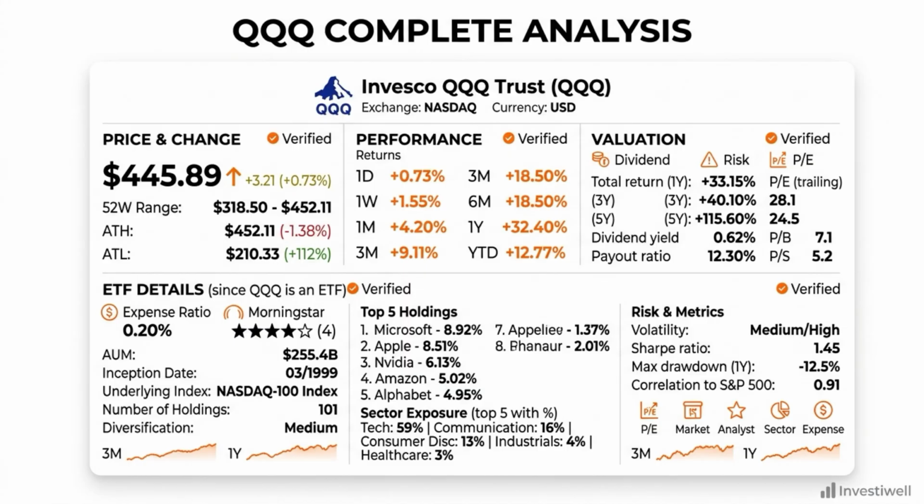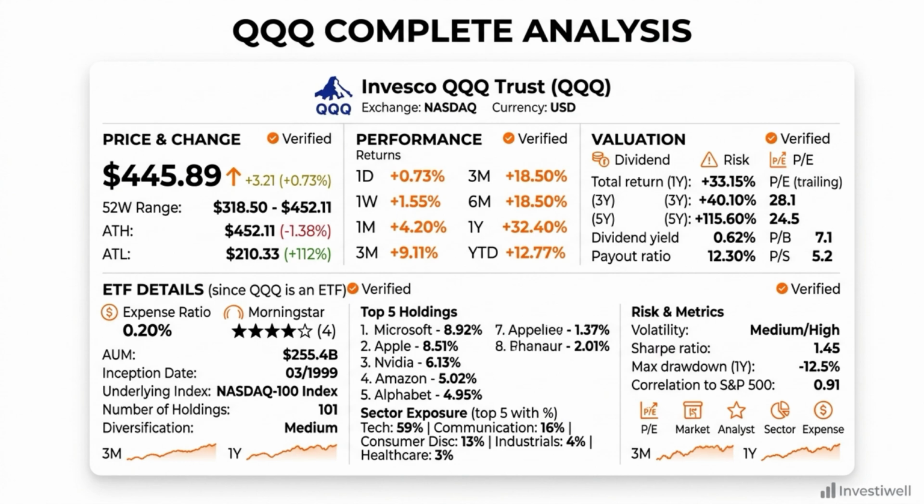The top 5 holdings are listed here. Microsoft is at 8.92%, Apple is at 8.51%, Nvidia holds 6.13%, Amazon is 5.02%, and Alphabet is 4.95%. So just those 5 mega-cap companies alone constitute roughly 33.5% of the entire fund. Over a third of $250 billion resting on just 5 tickers. And yet, the dashboard provides a specific metric for diversification and explicitly gives it a rating of medium.